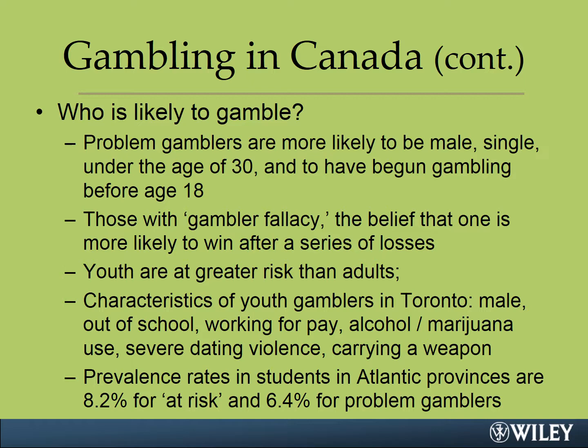Characteristics of youth gamblers in Toronto: male, out of school, working for pay, alcohol and marijuana use, severe dating violence, carrying a weapon. Prevalence rates in students in the Atlantic provinces are 8.2% for at-risk and 6.4% for problem gamblers.